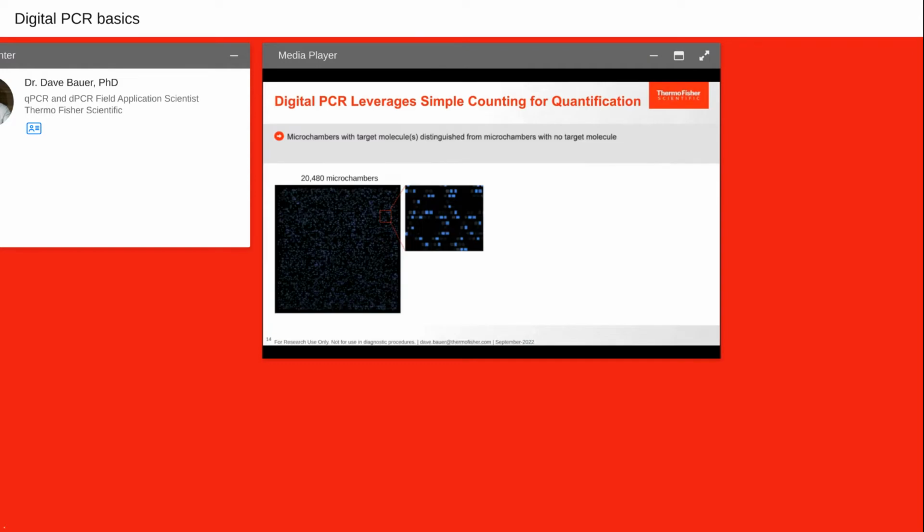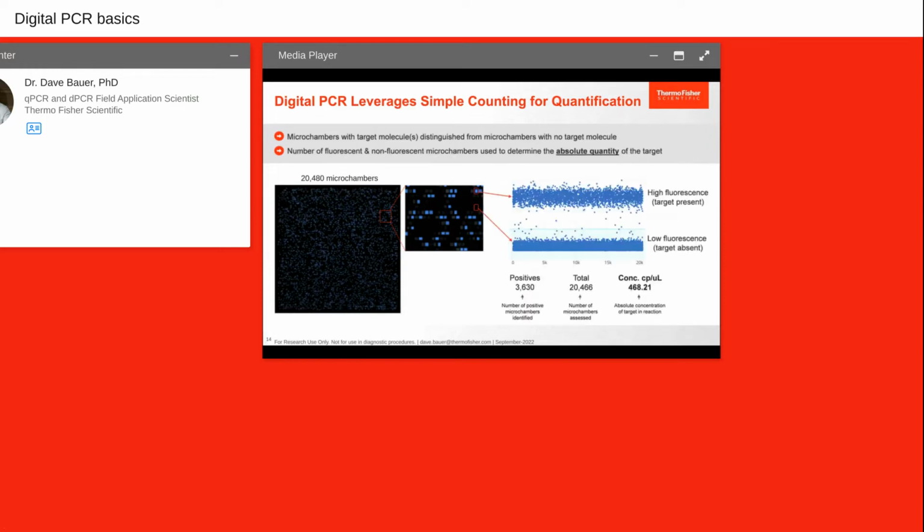So this view here on the left is showing the full array from one instrument run. In this case, there are 20,480 microchambers or subreactions that the one sample got split up into. And so if we zoom into one little section, we can see the bright squares and the dark squares. And this information alone is what's used to get the absolute concentration of our target.